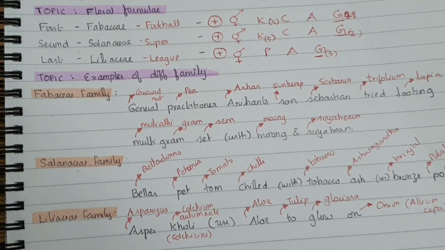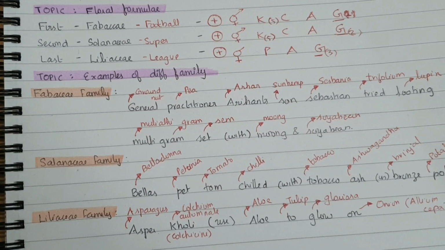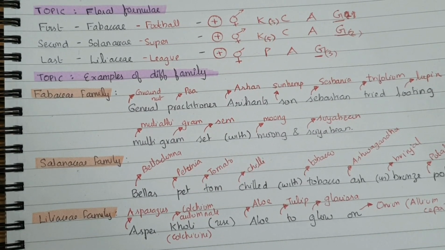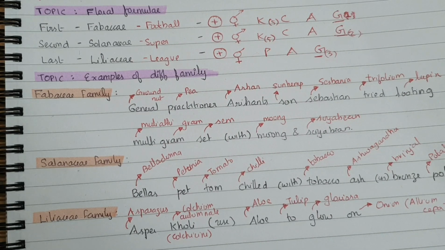In the second one, it is C5 and A5 also. So in the second one, everything is 5 except G: K5, C5, A5. While in the first one, for C it will be 1 plus 2 plus 2, where the last 2 will be inside a bracket, and A will be 9 plus 1, while the 9 will be inside a bracket.